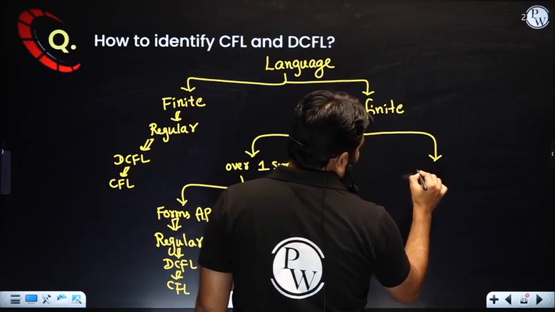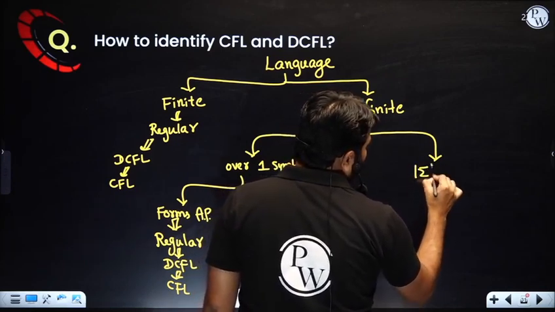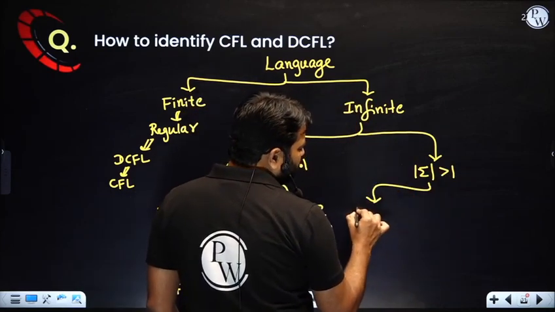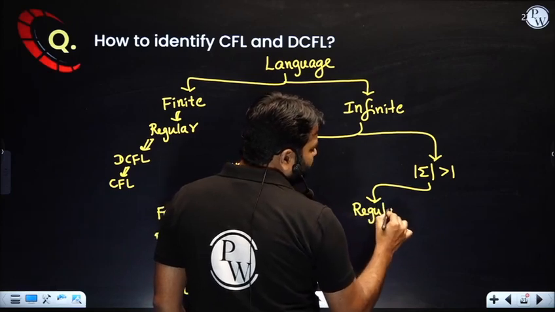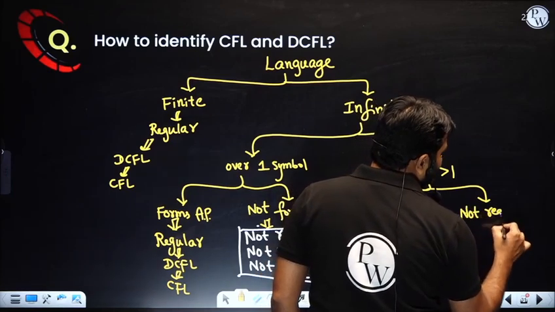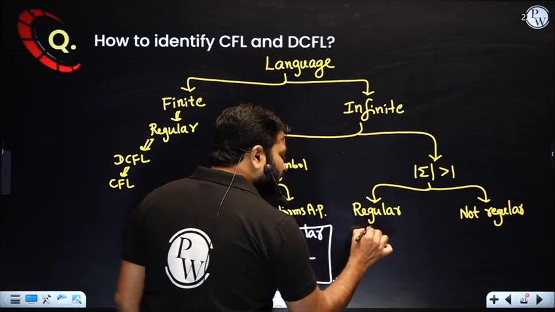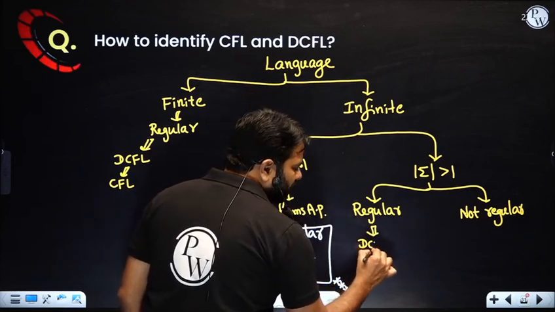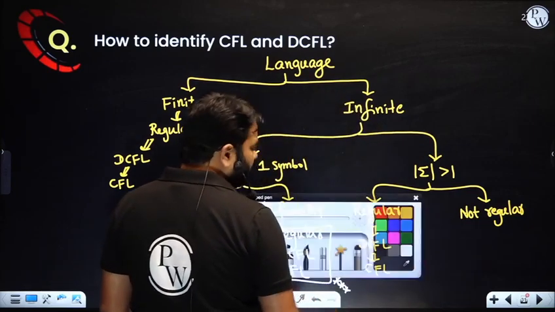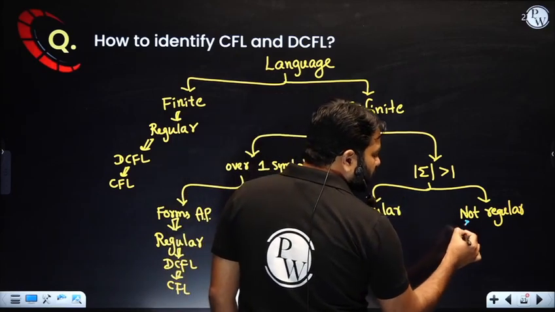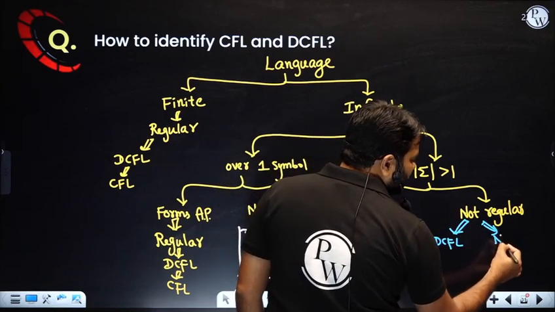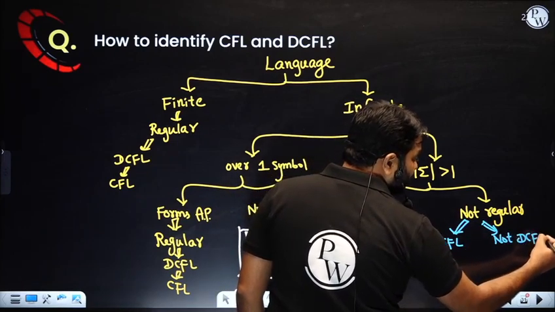If it is more than one symbol, the size of sigma greater than 1, this language I am talking about. Here the language might be regular because of no dependency, or the language might be not regular because of some dependency or not forming an AP in some cases. In that case, every regular language is DCFL, no doubt. Every DCFL is CFL, no doubt. If it is not regular, here the situations may change. Not regular, maybe DCFL, or maybe you will see not DCFL. Two situations you will face.